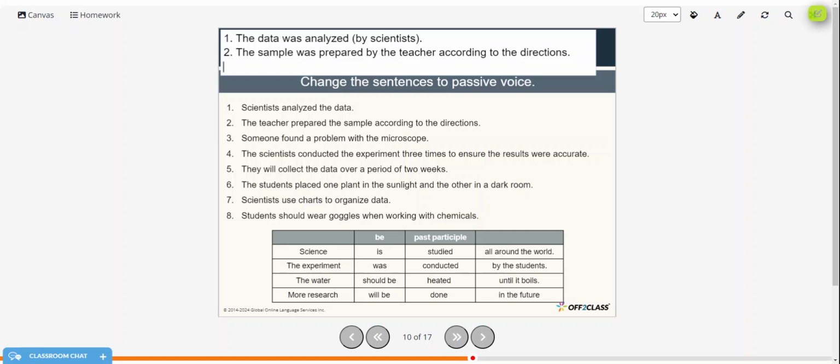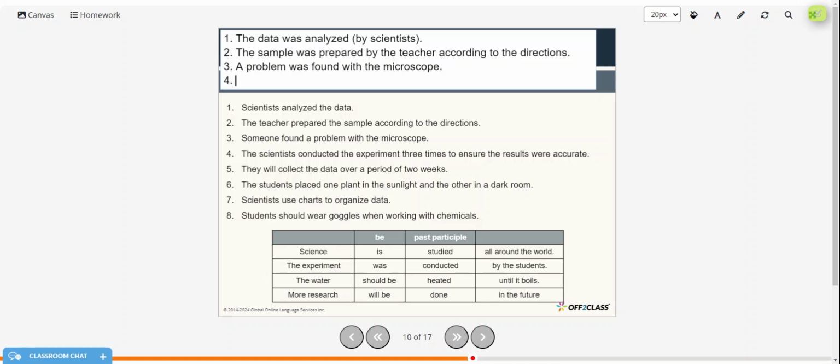"Someone found a problem with the microscope." A problem was found with the microscope. "The scientists conducted the experiment 3 times to ensure the results were accurate." So the experiment was conducted 3 times to ensure the results were accurate.